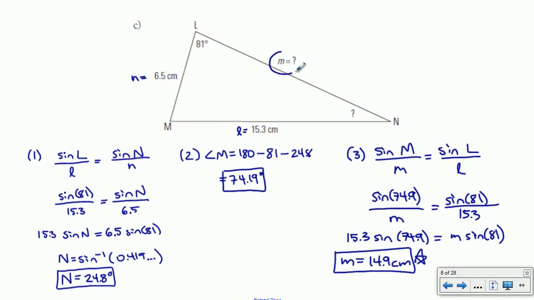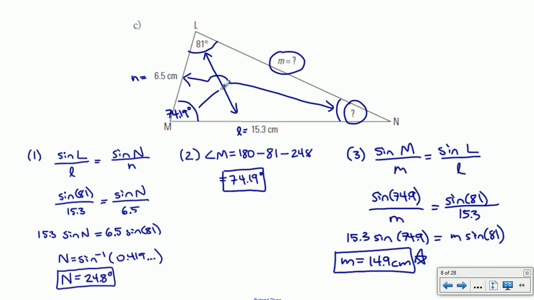For 4c, we need to figure out what side M is and what angle N is. We can start by figuring out what angle N is because we know 2 out of 2 in this side angle pair and 1 out of 2 in this side angle pair. So we eventually get N is 24.8 degrees. And then now that we know 2 out of 3 angles in the triangle, we can subtract them from 180, and the rest will be angle M, which is 74.19. And then once we know that that's 74.19 degrees, we know 1 out of 2 in this side angle pair, and we can use L over L and get M is 14.9 centimeters.